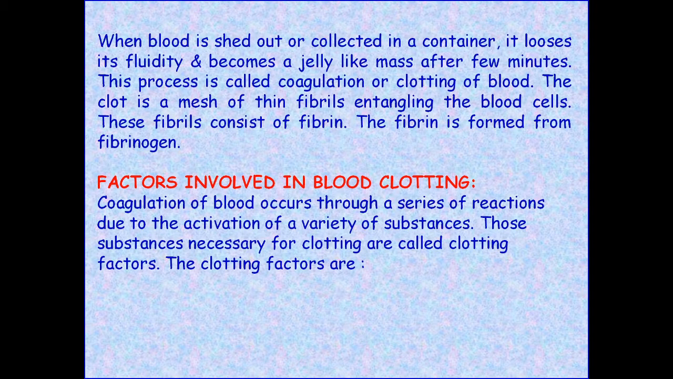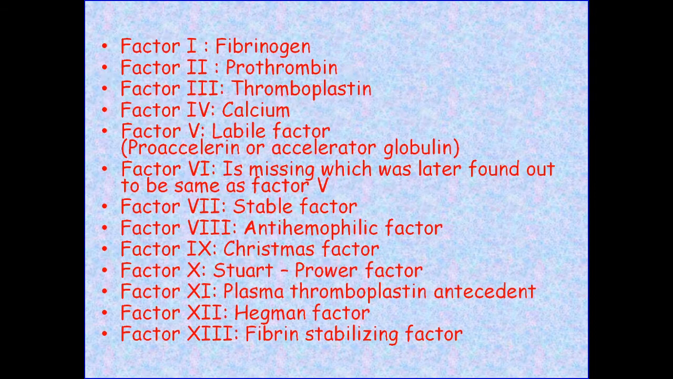Blood clotting or coagulation occurs in three main steps: generation of plasma thromboplastin, formation of thrombin from prothrombin, and formation of fibrin clot from the fibrinogen. There are several factors involved in blood clotting, which occurs through a series of reactions due to activation of a variety of substances.